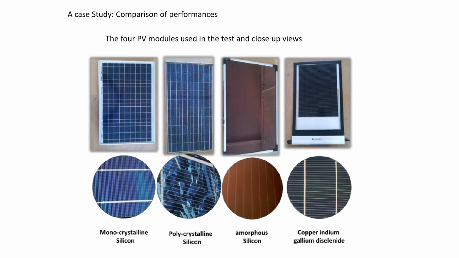Now we look at a case study and comparison of performance of the four main photovoltaic cells. In this endeavor, four photovoltaic cells have been used, namely monocrystalline silicon, polycrystalline silicon, amorphous silicon, and copper indium gallium diselenide.